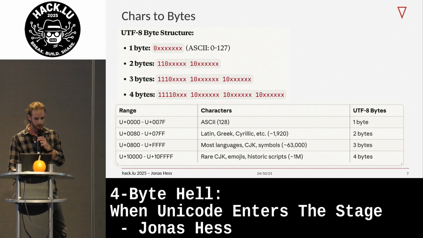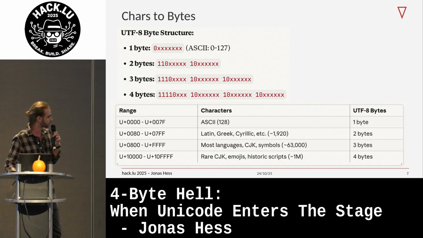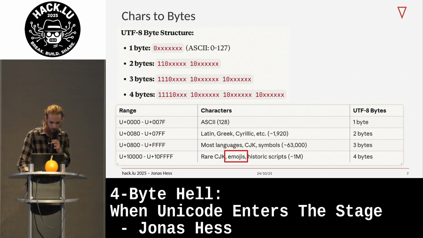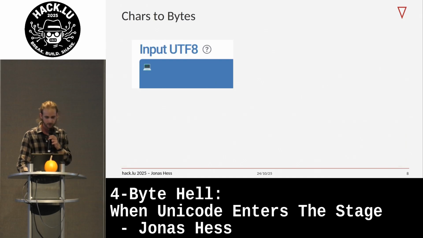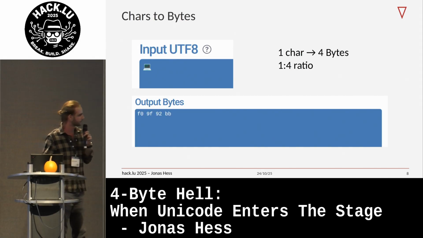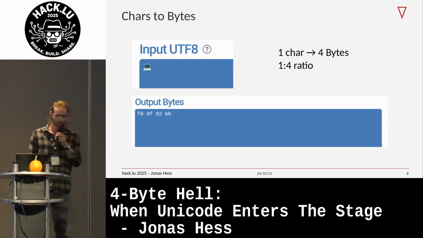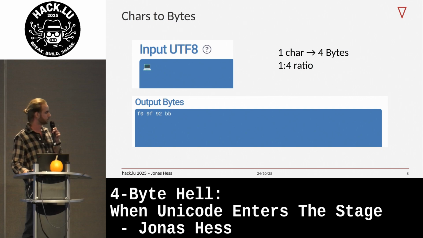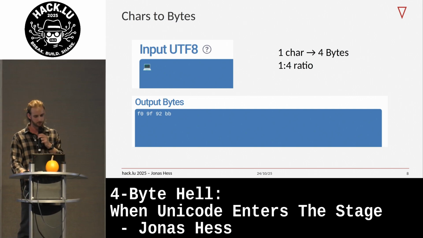And here we can see the compounds of Unicode, for example. The funny thing is, we have emojis. So let's see what happens when we encode an emoji. We get 4 bytes, so it's a 1-to-4 ratio. We get way more bytes that would need to get brute forced with only 1 character.